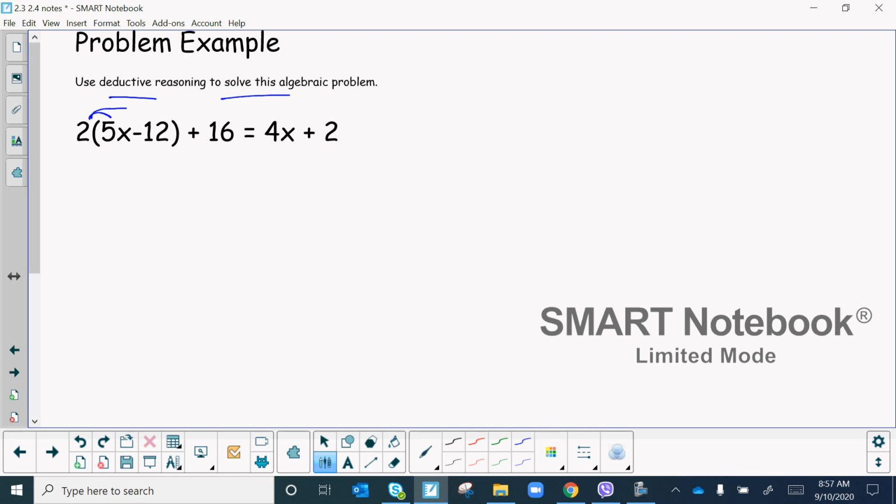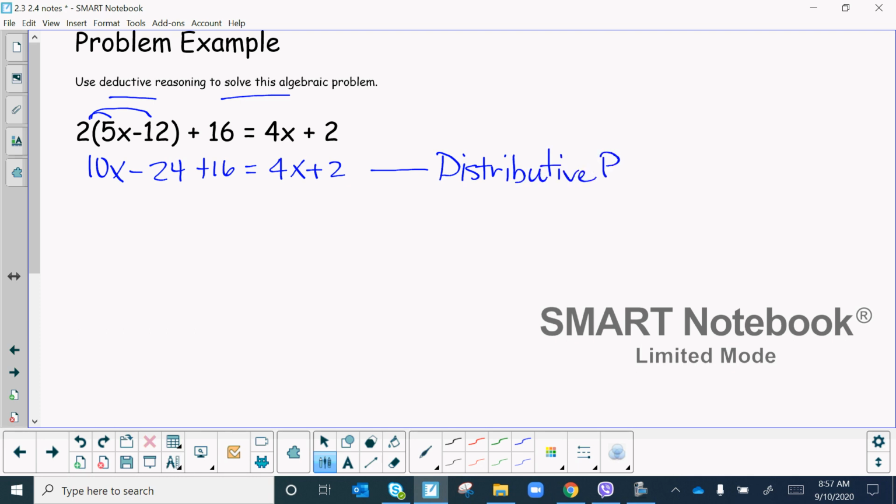So your first step is to distribute. So we're going to write 10x minus 24 plus 16 equals 4x plus 2. Okay. Well, that right there, we have to write a reason for. Why were we allowed to write this next step? Well, there's this thing called the distributive property. That's our reason that we used.